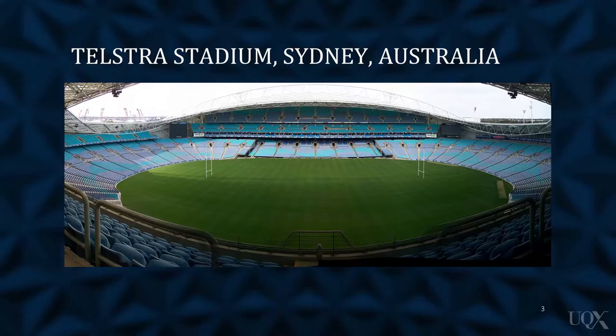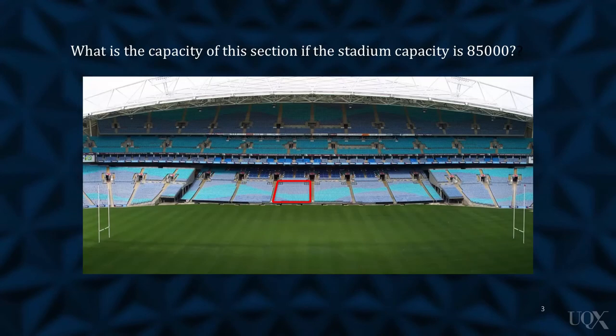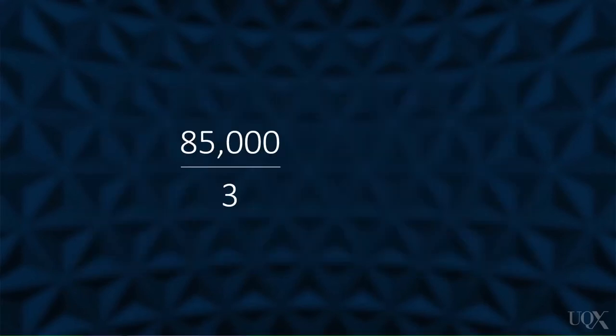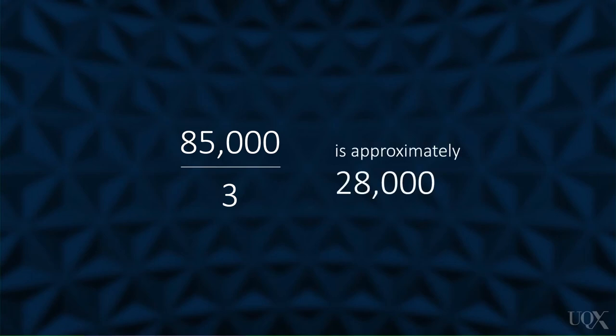Sometimes making an estimation through observation is required. This is an image of the Telstra Stadium in Sydney, Australia, with a total seating capacity of 85,000. How might we estimate the number of seats in the area highlighted red? We start by estimating that this image shows approximately one third of this stadium. One third of the total seating of 85,000 is about 28,000.